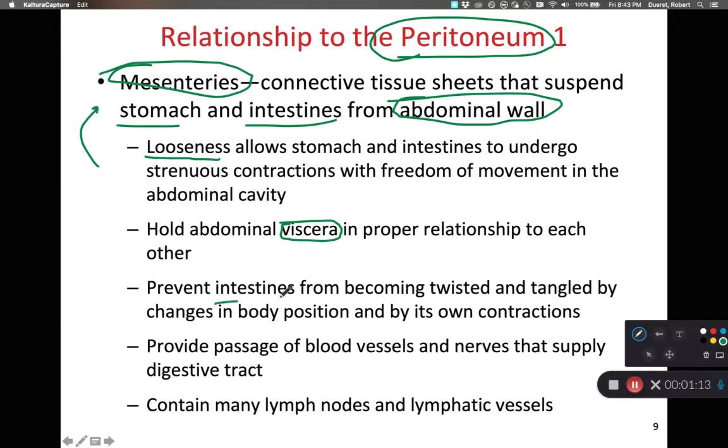This keeps our intestinal tracts from twisting and tangling with each other, even as we move our bodies around. And it allows for our blood vessels and nerves to have just a structural framework to help them move through the body. As we look at the mesenteries, they're also going to be chock full of lymph nodes and lymphatic vessels. And these lymph nodes and lymphatic vessels help us to process and filter out the incredibly large amount of bacterium that we have within our digestive tract, particularly within the large intestines.